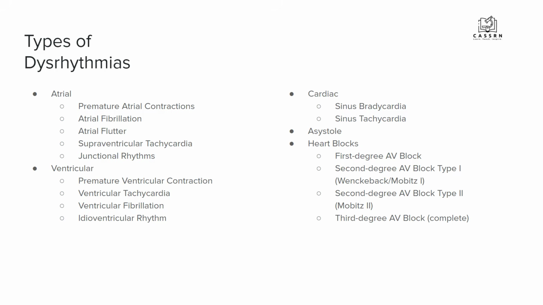The heart blocks are just like they sound. It's just when the electrical impulse is blocked or delayed. And there are 4 different types of those. There's the first degree. We have the second degree type 1, second degree type 2, and then the third degree AV block, which is also known as a complete block. And we will go through each of these different dysrhythmias in future videos.